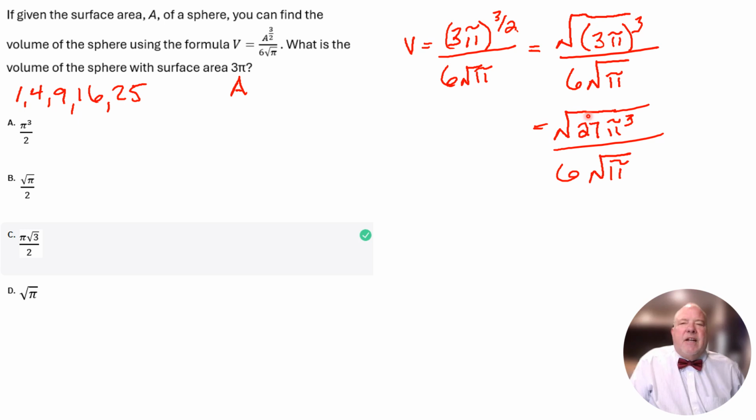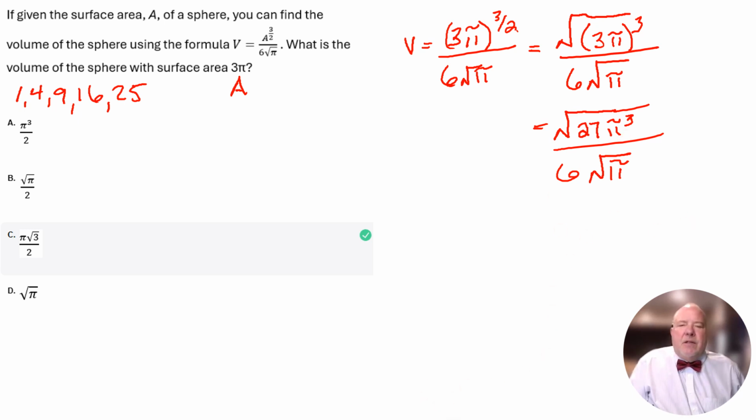And so I want to see if I can break 27 up into 2 factors where one of the factors would be a perfect square. You can see 9 is a factor of 27 and 9 is a perfect square. With the exponent here, pi to the third power, pi to the second power would be a perfect square because pi times pi is pi to the second. Remember, when you multiply something with exponents, you add them.